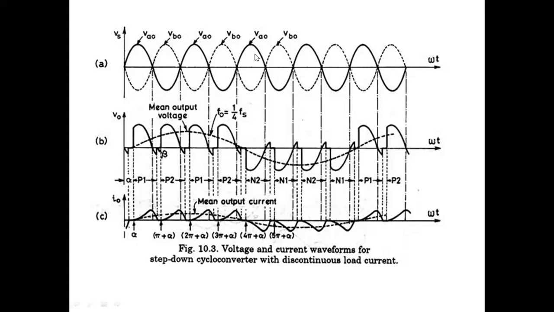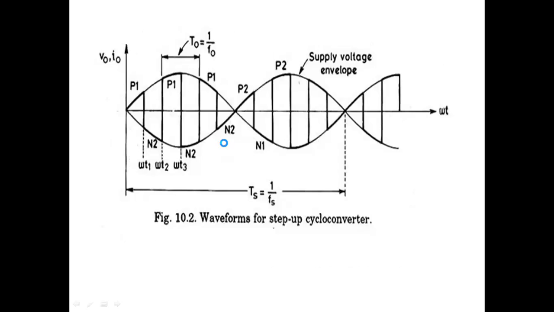For the next 2 cycles, I am giving firing pulses N2, N1, N2, N1. Again, for the next 2 cycles, P1, P2, P1, P2. Now see, for the first 2 cycles, you are getting only positive pulses, and for the next 2 cycles, you are getting negative cycles.